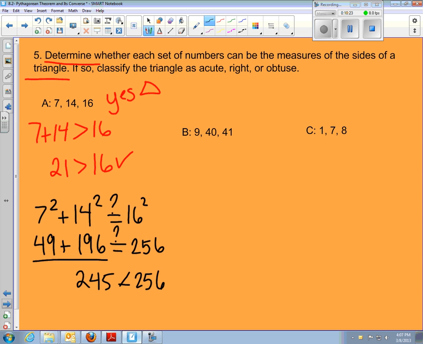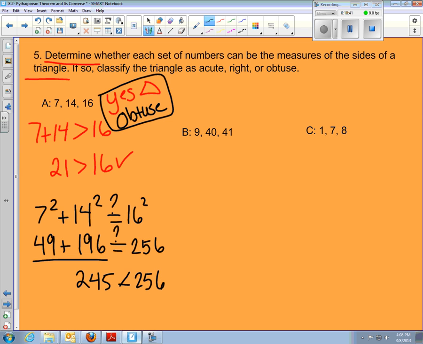So here we're thinking about it. My hypotenuse is big. The triangle that's big is going to be that obtuse triangle. So we have an obtuse triangle here with problem 5A. Go ahead, let's look at B. We'll just get this one started.